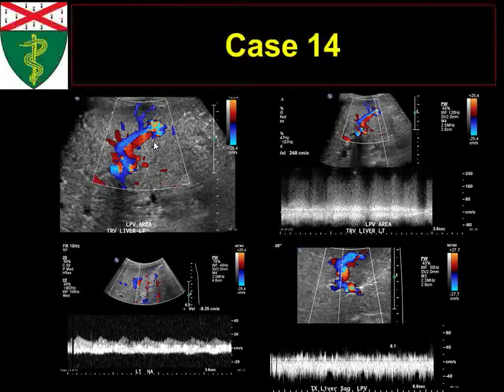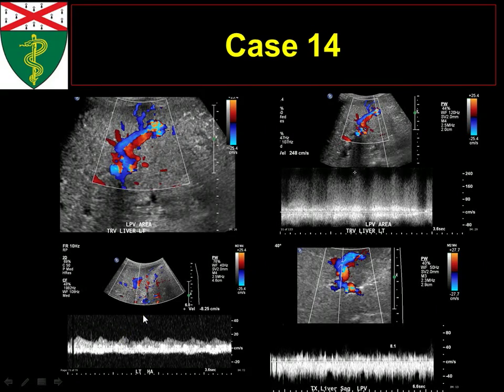I see turbulent flow right here. Absolutely. Area of turbulent flow, when we interrogate it, there's velocities like 250. So that's turbulent flow. And then in the sampled artery, it looks like a tardus parvus waveform. Okay, I like that. The velocity is kind of low, but it's essentially very high diastolic flow.